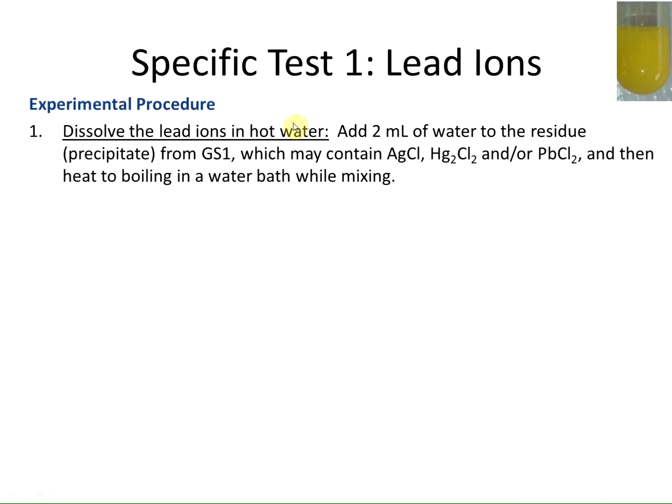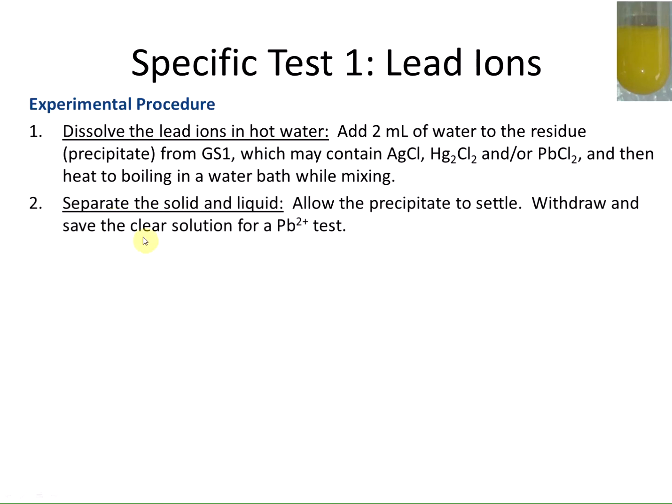So your experimental procedure for specific test 1, the lead ions: you dissolve the lead ions in hot water. Add 2 ml of water to the residue from the group 1 separation, and then heat to boiling in a water bath while mixing. You then separate the solid and the liquid. Allow the precipitate to settle, withdraw the liquid, and save the clear solution for the lead test.